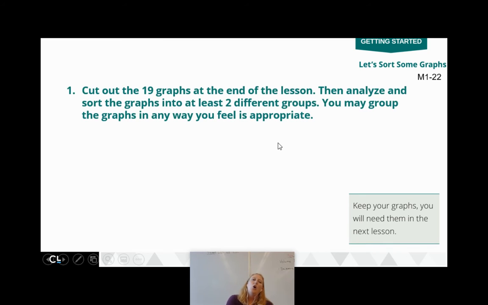So you've cut out all 19 graphs. There are 19 of them. Now I would like you to analyze and sort the graphs into at least 2 different groups. You may group the graphs in any way you feel is appropriate, but I want you to sort them into at least 2 groups. You can actually do more groups if you like. That's okay. But at least 2 different groups.